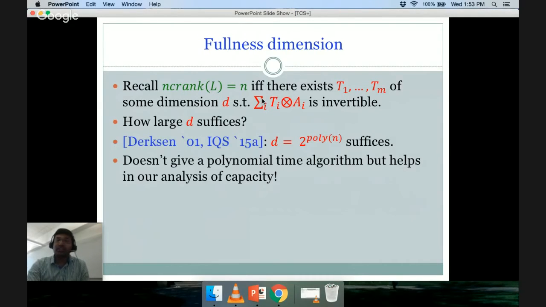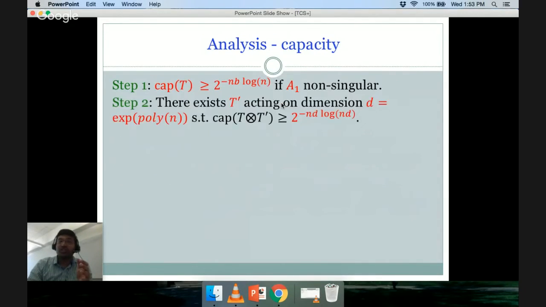So there exist some matrices of exponential dimension so that when you tensor, the matrix in that space is invertible. When you translate this to the operator setting, what it means is that there exists some operator T prime acting on exponential dimension so that we have a lower bound on the capacity of T tensor T prime. This is what it means. And step 3 is just relating the capacity of T to the capacity of this T tensor T prime. And it's again a really simple lemma.